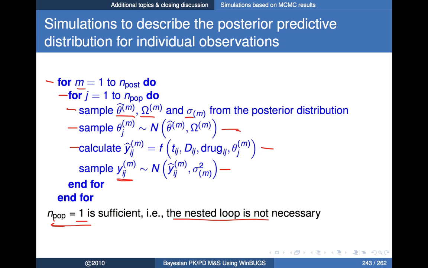So that's just describing the core algorithm for our posterior predictive distributions. The only substantive change here compared to the simple regression cases is that we've added this step where we're sampling from the inter-individual variation.